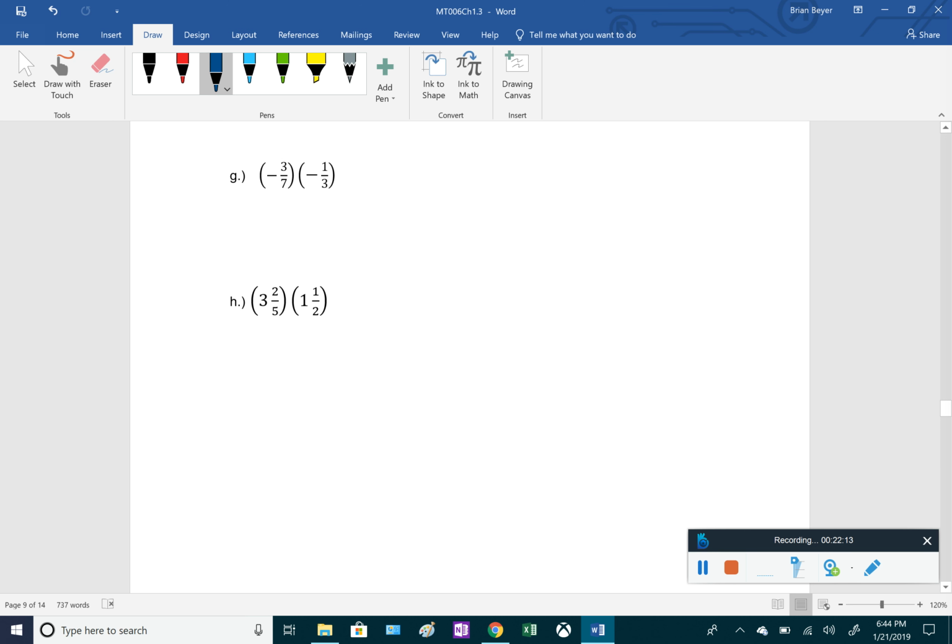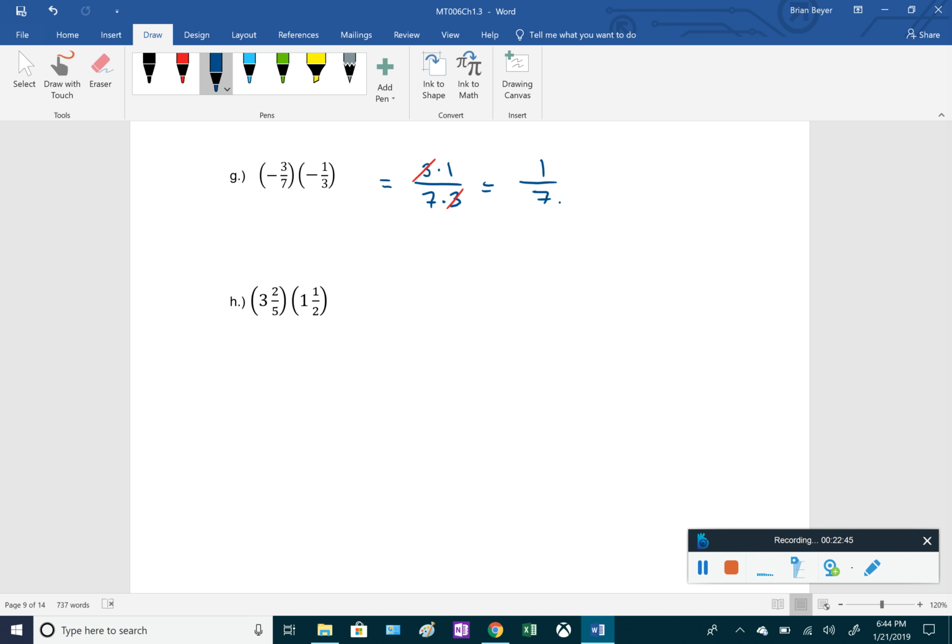And for G, we have a negative times a negative here. We know our answers are going to be positive, so I'm going to completely ignore those now. So for the numerator, it's going to be 3 times 1, and the denominator is going to be 7 times 3. So instead of multiplying them, I just rewrote it into one fraction, just so we can see that those 3's are going to cancel. And we're left with 1 over 7.